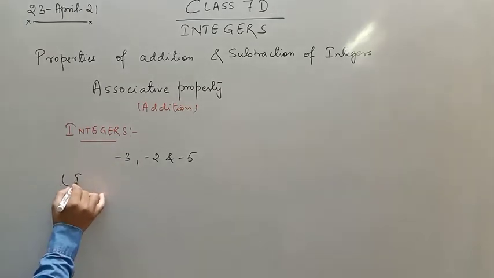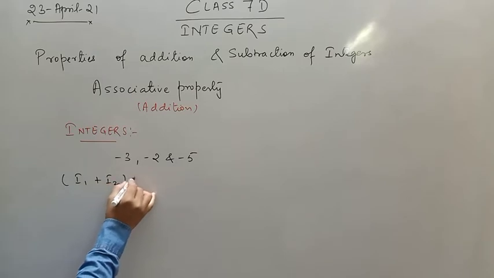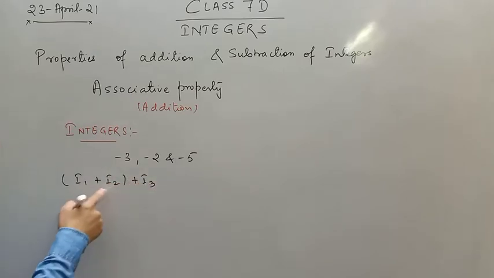Let's say I1 plus I2 plus I3. Here I1 and I2 are associated with each other.